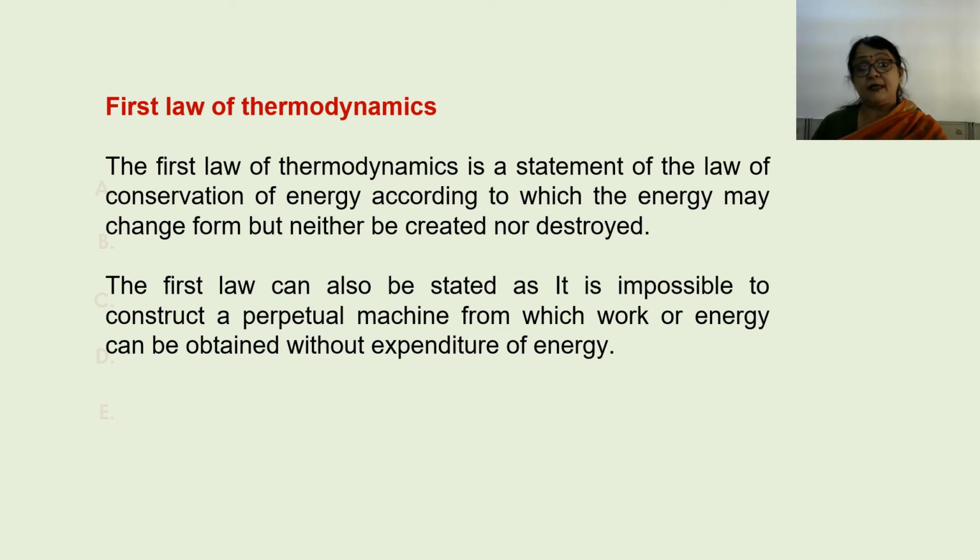The first law can also be stated as: it is impossible to construct a perpetual machine from which work or energy can be obtained without expenditure of energy. Or in other words, we can say that for an isolated system, the energy is constant.